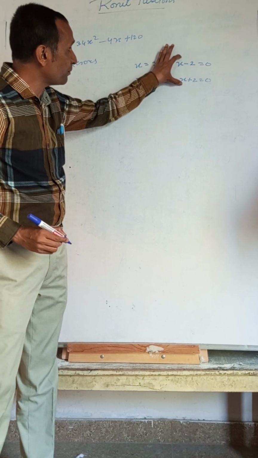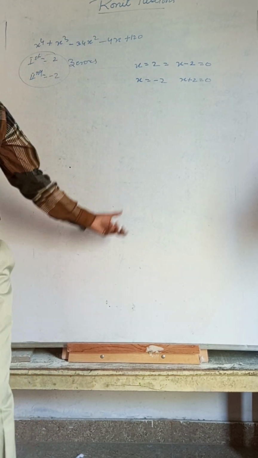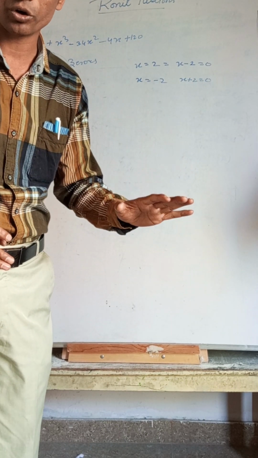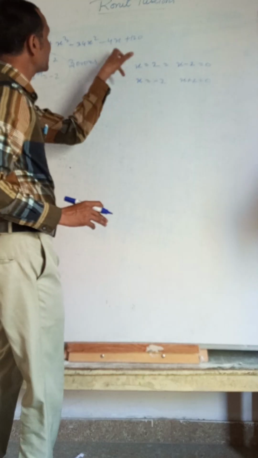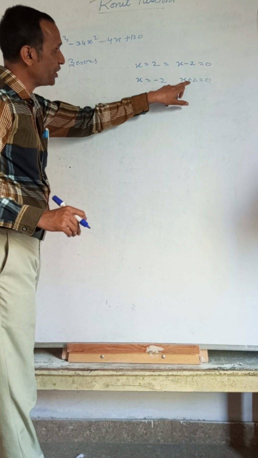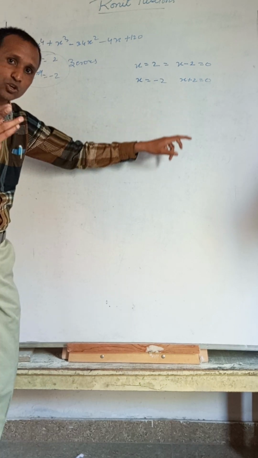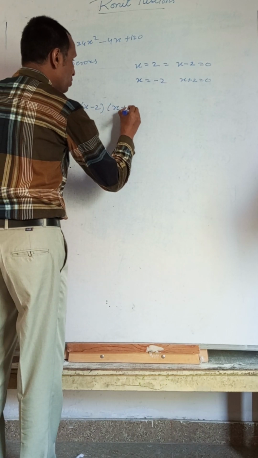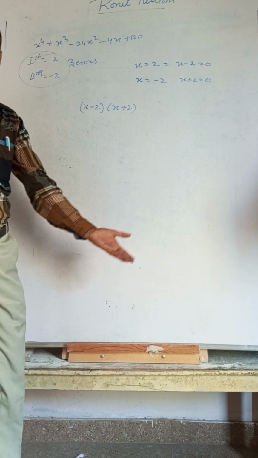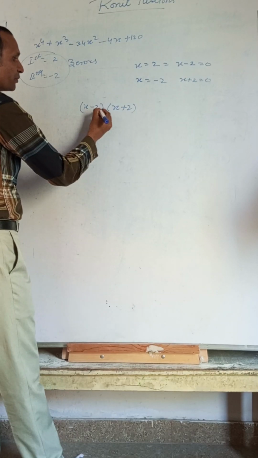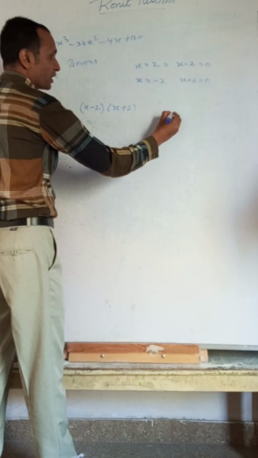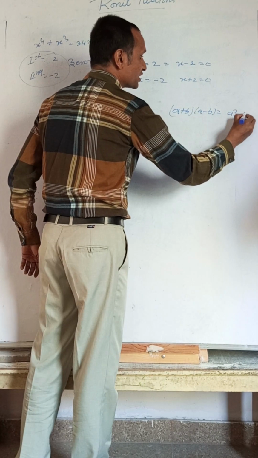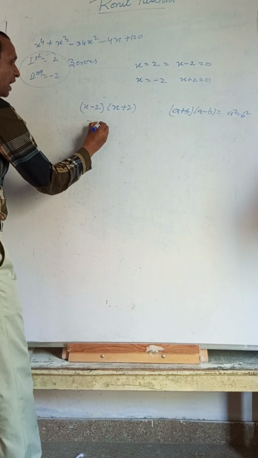These are factors of the given polynomial. Factor means that if we divide by it, the remainder will be 0. If we divide this polynomial by x minus 2, the remainder will be 0, and if we divide by x plus 2, the remainder will also be 0. So we can write x minus 2 into x plus 2. Like a plus b into a minus b, it will be a square minus b square. So we can write x square minus 4.